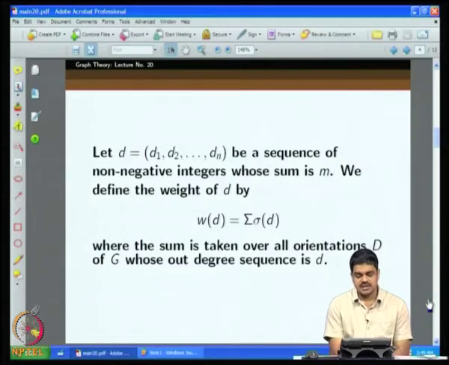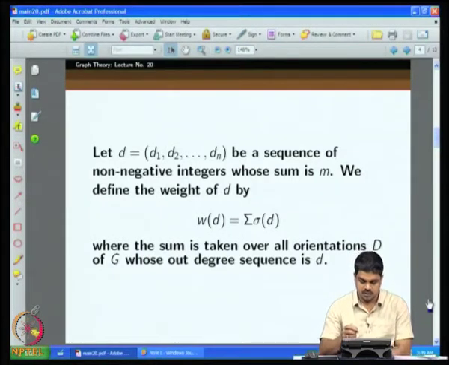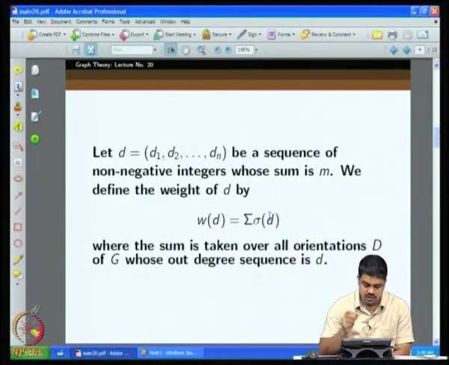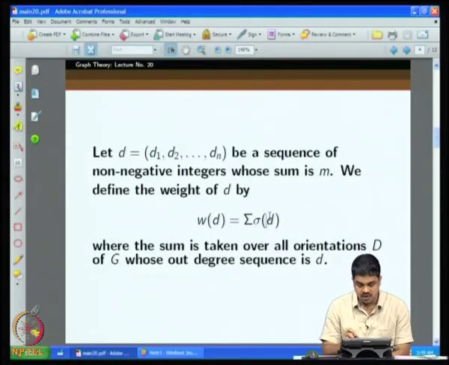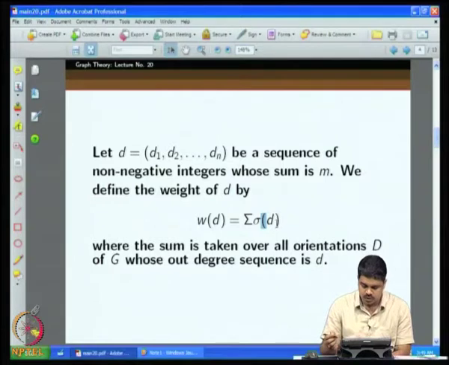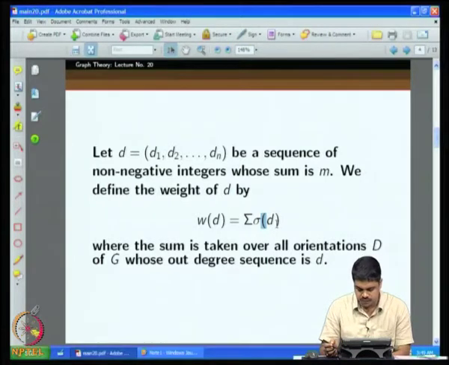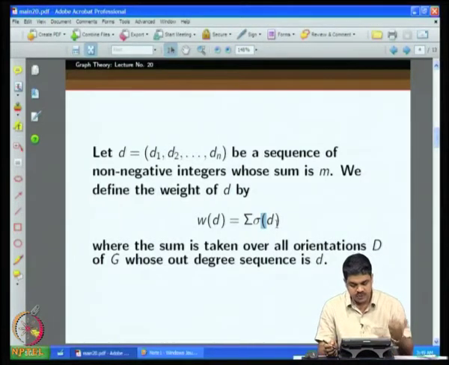This is the sign of the degree sequence. That particular out degree sequence has this sign W of D equal to the sum of the signs of the orientations with that particular degree sequence. Here this is a mistake, it says signs of the sigma of big D here.